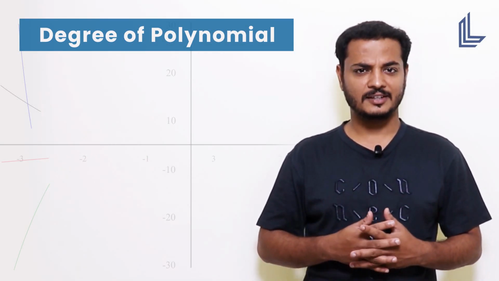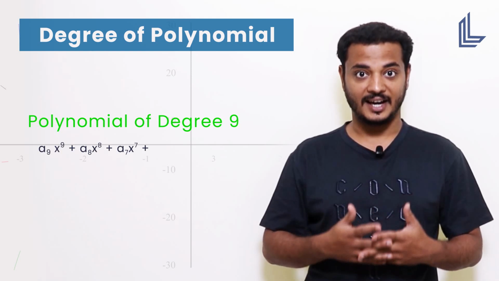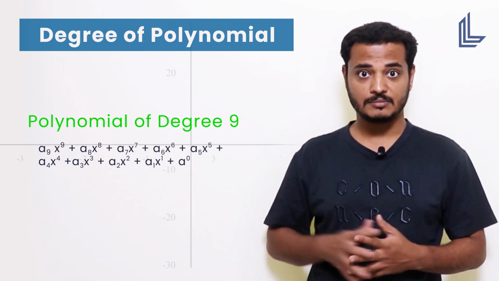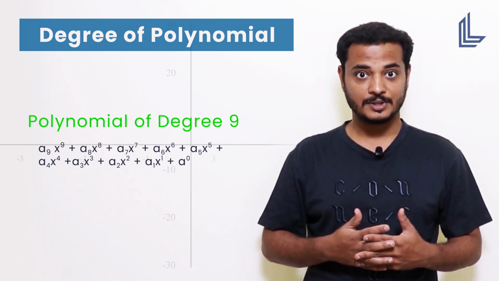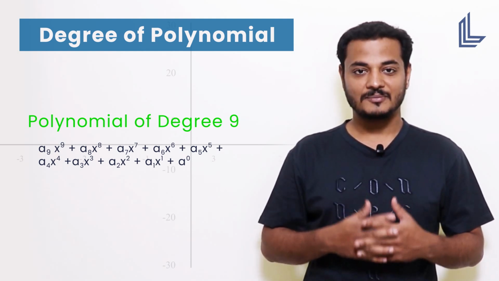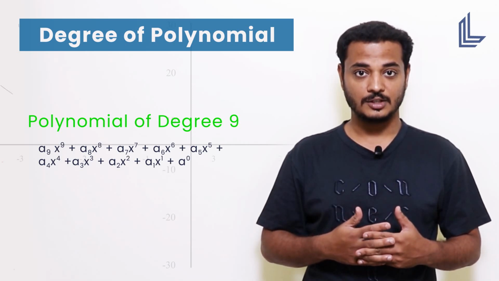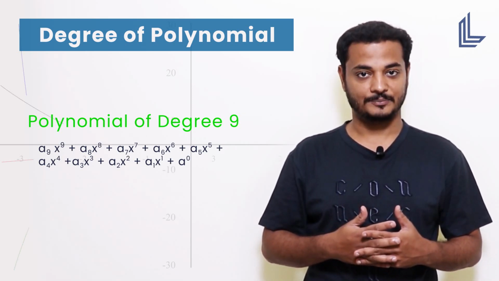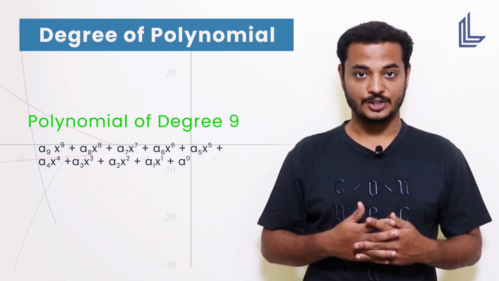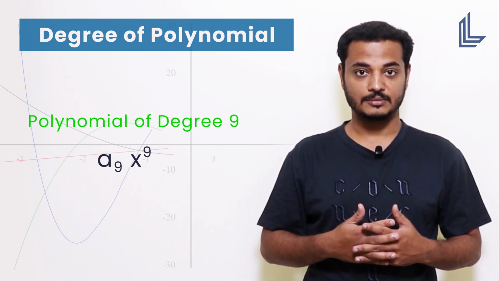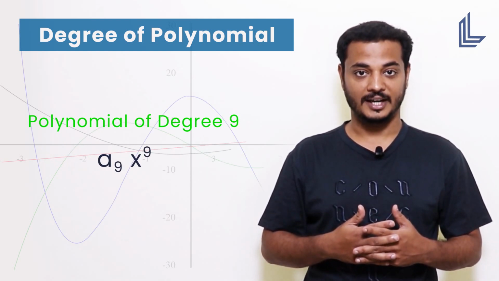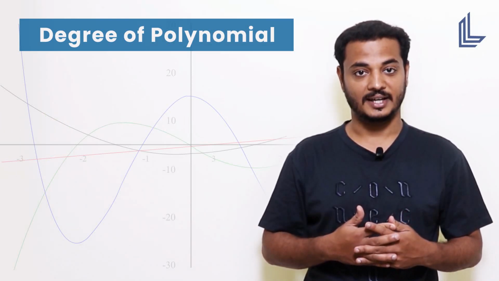Now some of you might be thinking, a polynomial of degree 9 will have so many terms, such a lengthy expression. But understand that it's not necessary to have all these terms to call it a polynomial of degree 9. The only thing that we need to ensure is that we have that term a_9 x to the power 9 to call it a polynomial of degree 9.